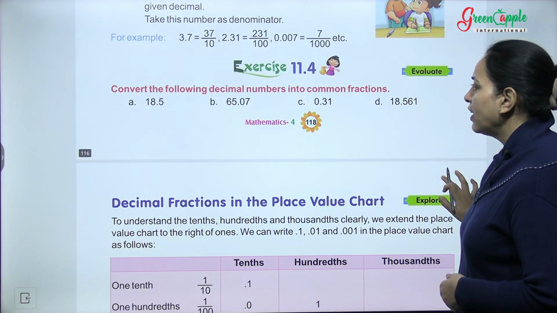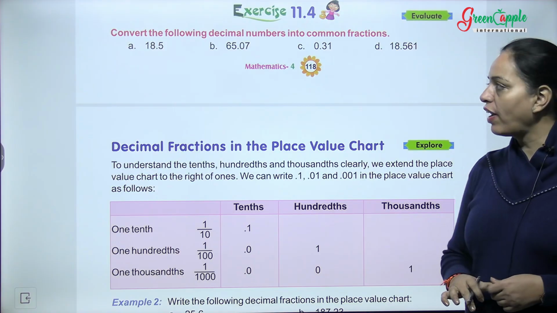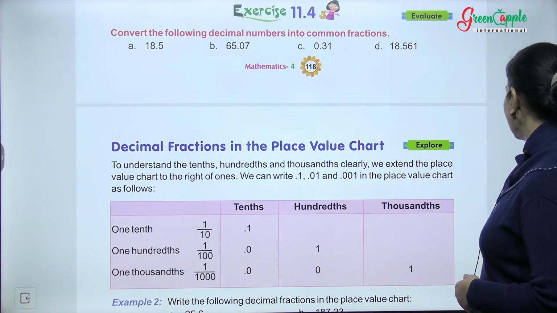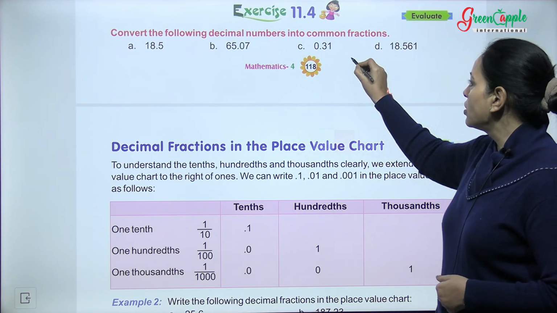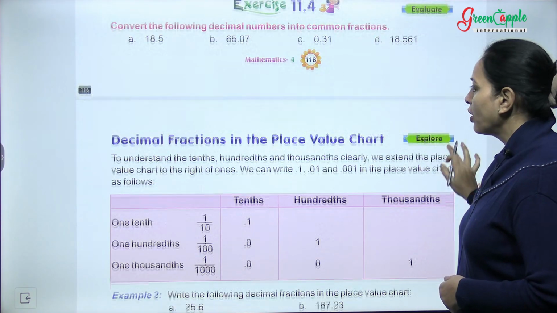Now exercise 11.4, convert the following decimal numbers into common fraction. So like C part 0.31, so this is 31 upon 100. So like this you can try.